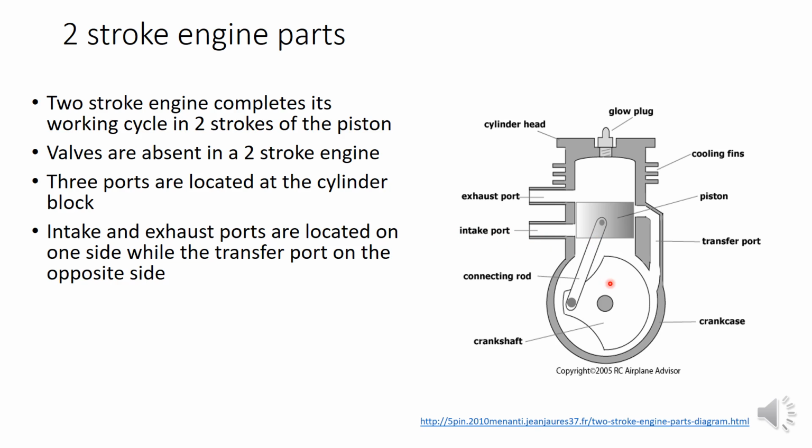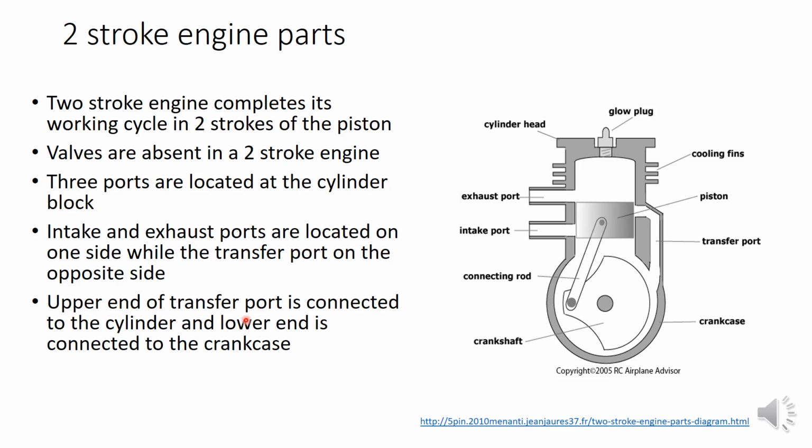We know the intake port is used for carrying the air-fuel mixture or air into the cylinder, and the exhaust port will be used for removing the exhaust out of the cylinder. The important thing about the transfer port is that its upper end is connected to the cylinder and its lower end is connected to the crankcase. You can see here the upper end of the transfer port is connected to the side of the cylinder, and the lower end is in the crankcase. The case covering our crank is known as the crankcase. So the transfer port connects this crankcase to the cylinder.